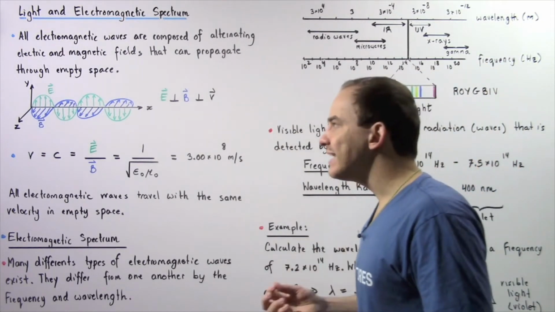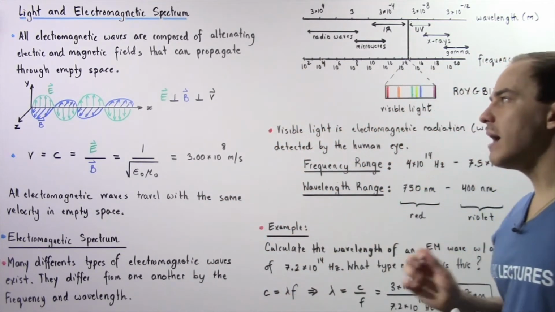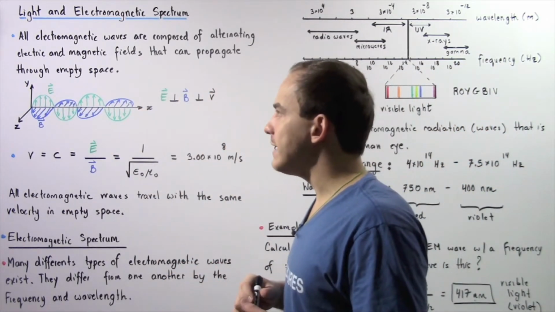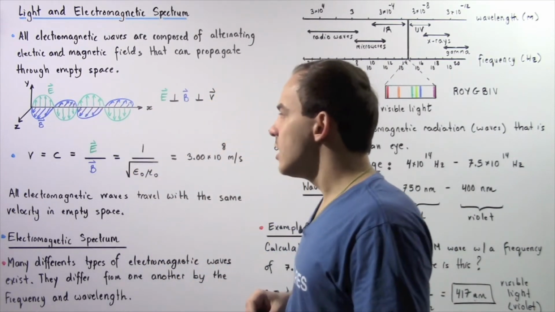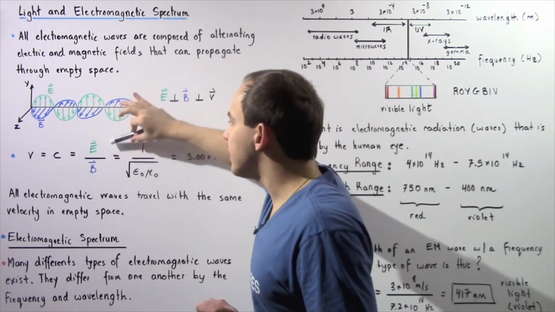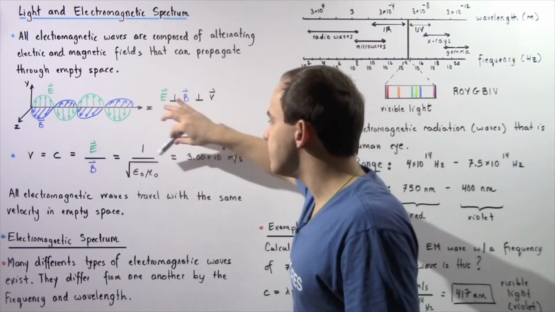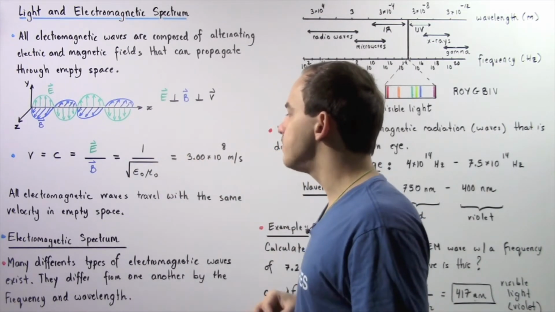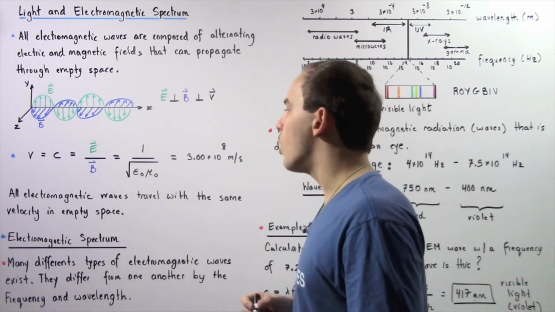Now, what about the magnitude of the velocity of any electromagnetic wave that is propagating through empty space? The velocity of electromagnetic waves in empty space is given by lowercase c. We can calculate it in one of two ways. We can take the electric field and divide it by the magnetic field, or we take 1 and divide it by the square root of the permeability of free space multiplied by the permittivity of free space, where these two values are both constant.